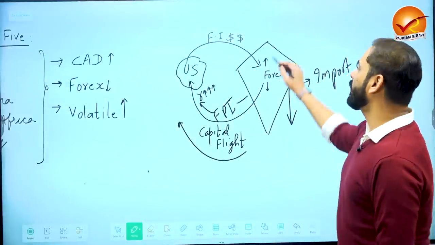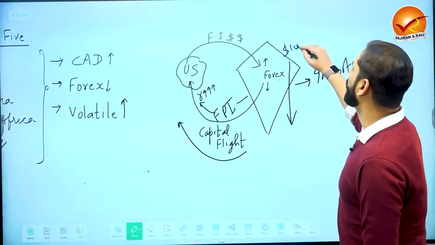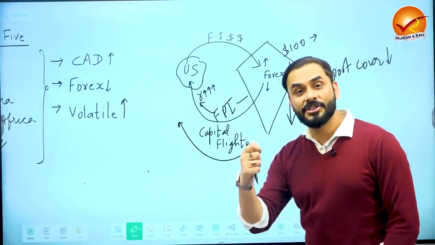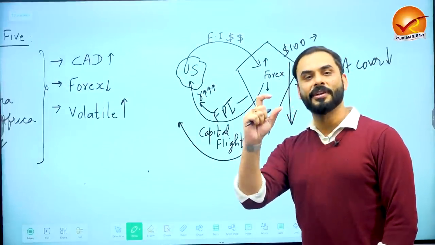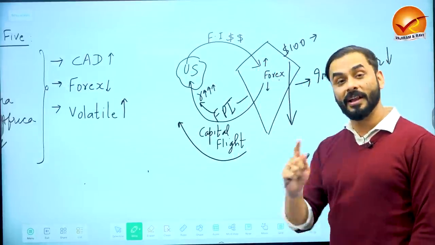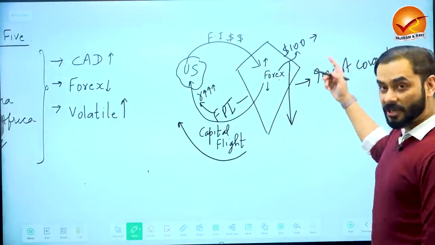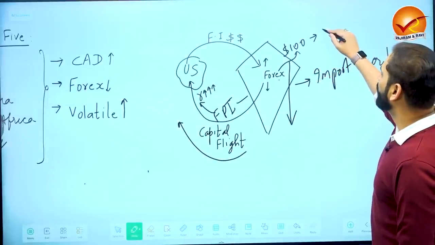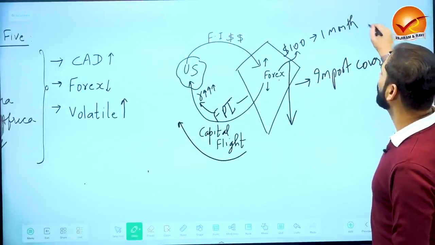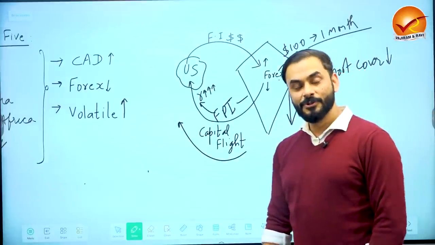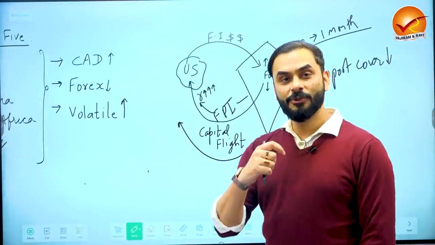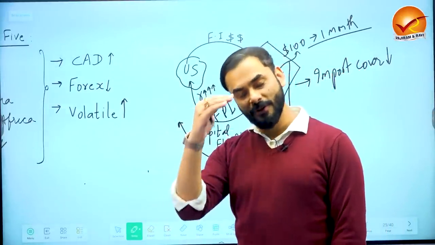So suppose we have a foreign exchange reserve of $100. For how many months can you sustain your import with this $100? That is the meaning of import cover. So imagine that if our foreign exchange reserve is just $100, with $100 you can import for, let's say, 1 month. Then 1 month is called the import cover. So it's the duration for which you can sustain imports using your forex reserves.